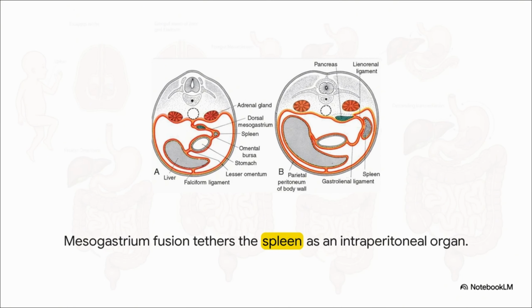So what's the outcome of all this sweeping? As rotation continues, the dorsal mesogastrium stretches out. The segment between the spleen and the midline swings left and physically fuses to the peritoneum of the posterior abdominal wall. The back leaf degenerates. The end result? The spleen remains an intraperitoneal organ, but it's now securely tethered to the body wall by the lienorenal reflection, and it's hooked to the stomach by the gastrosplenic reflection.